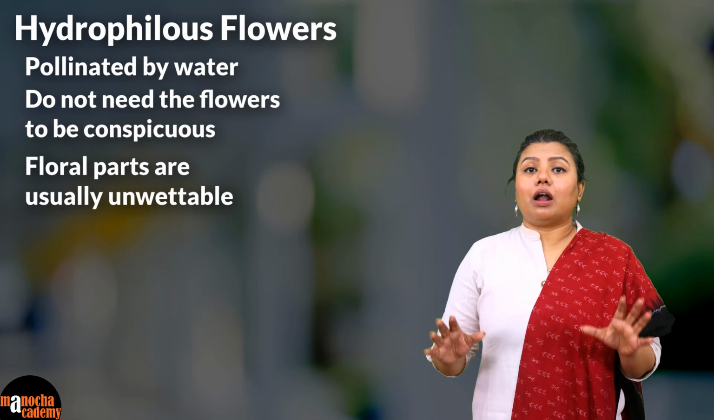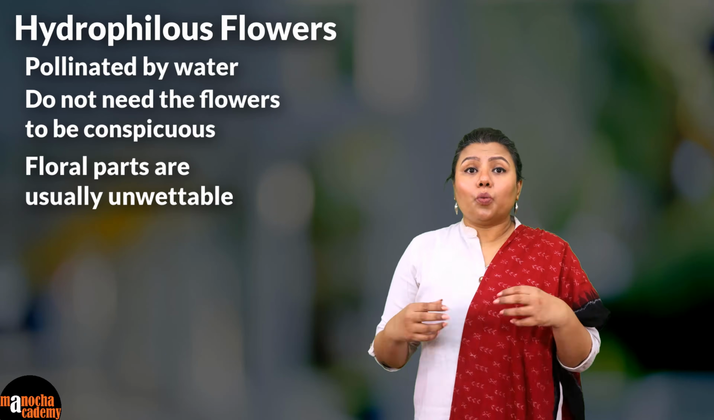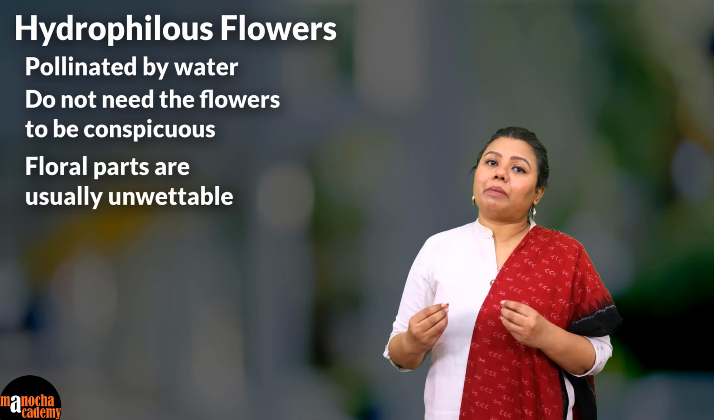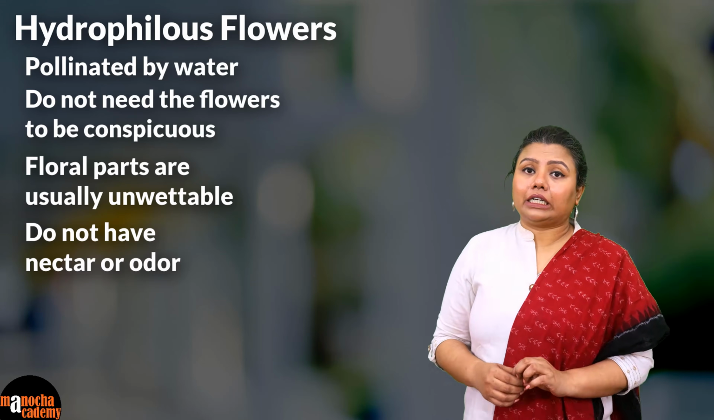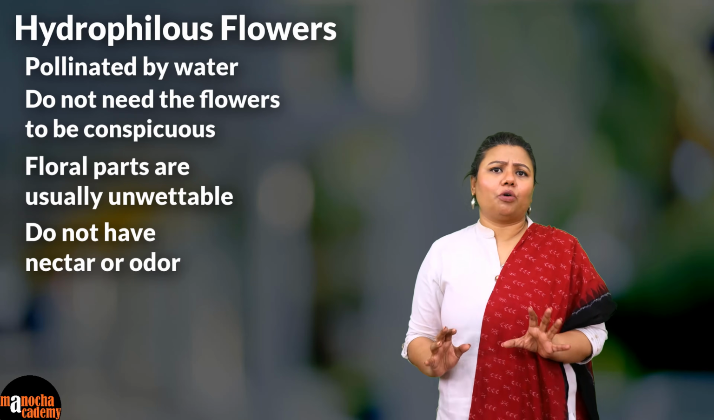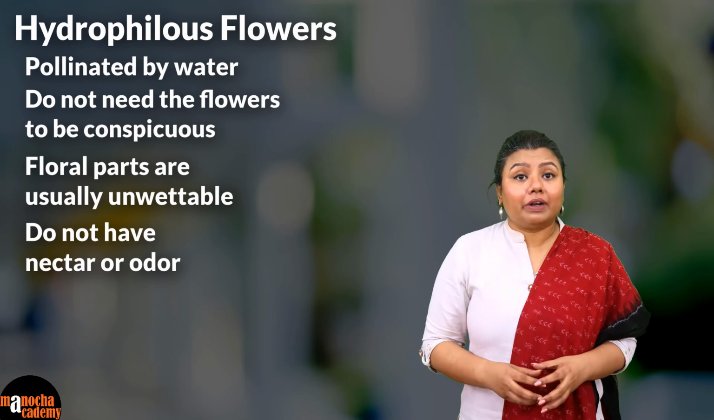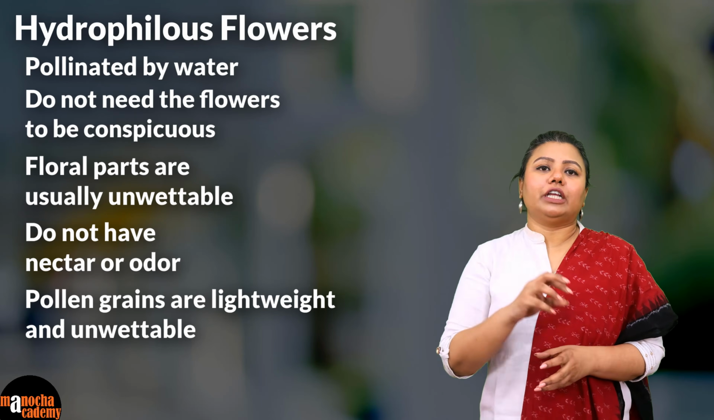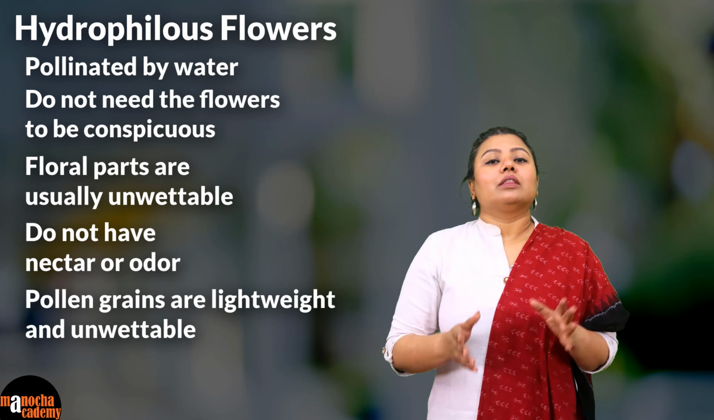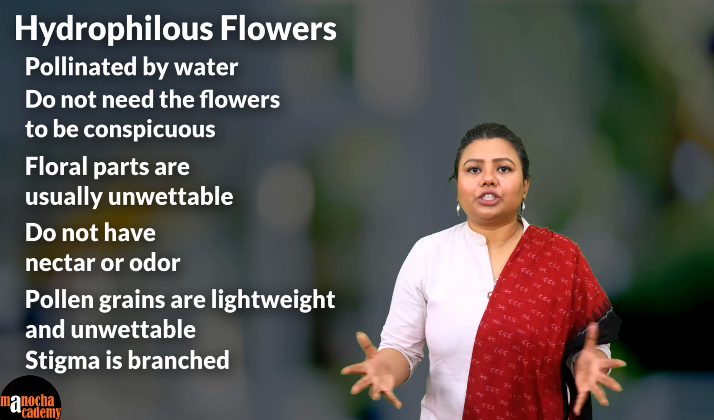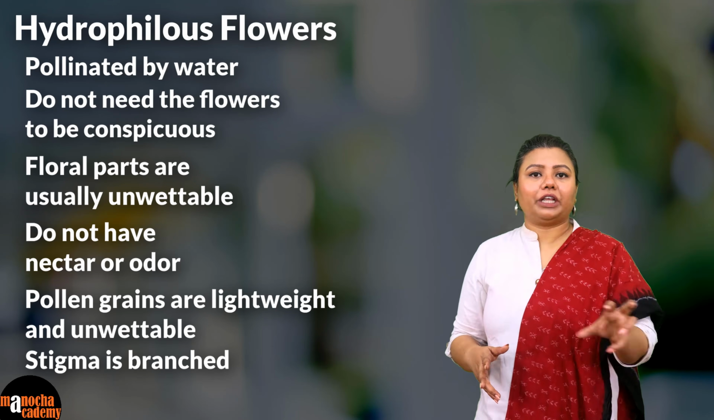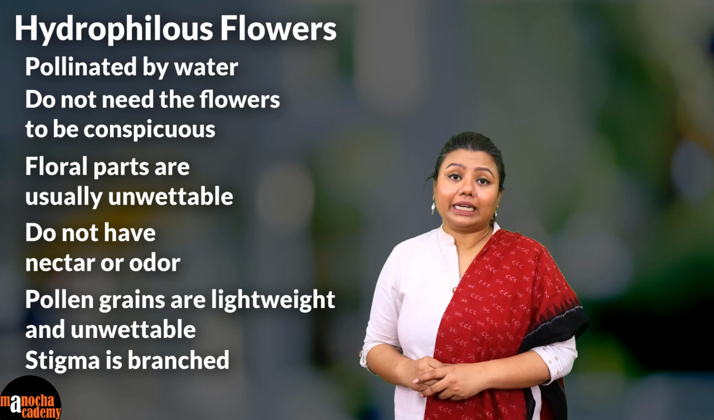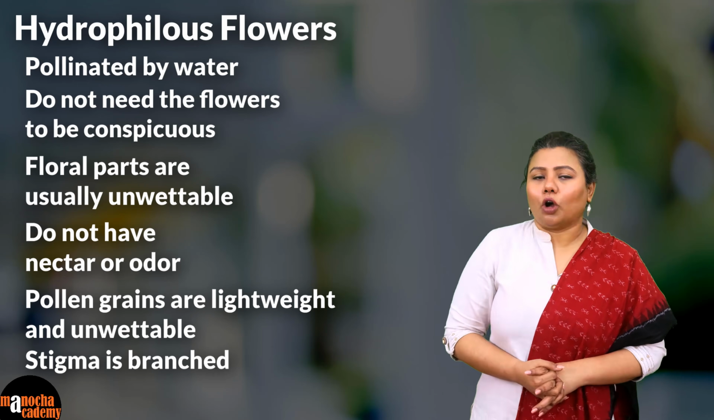The floral parts are usually unwettable because if they are wettable, they might rot. Okay, so they usually have a protective layer which makes them unwettable. They do not have nectar or odor because it is useless to have nectar or odor inside the water. The pollen grains are lightweight and unwettable too, and they are also provided with mucilage covering so that they remain protected. The stigma is branched so that it can take the pollen grain that is floating through water. Now only 30 genera of plants have been found to be water pollinated, and most of them are monocotyledonous plants.